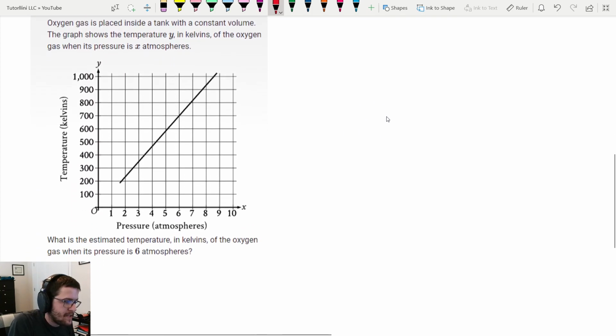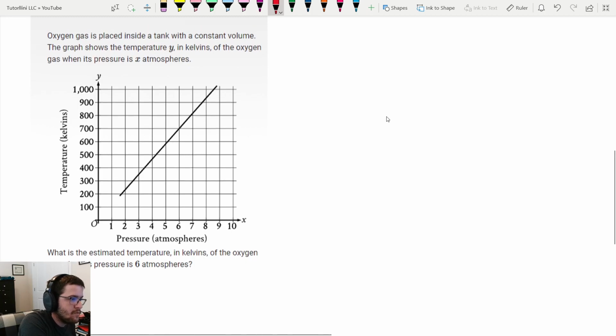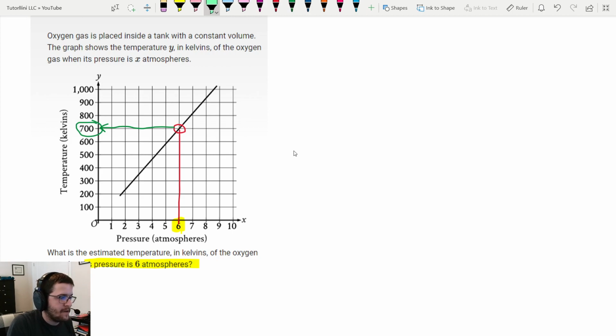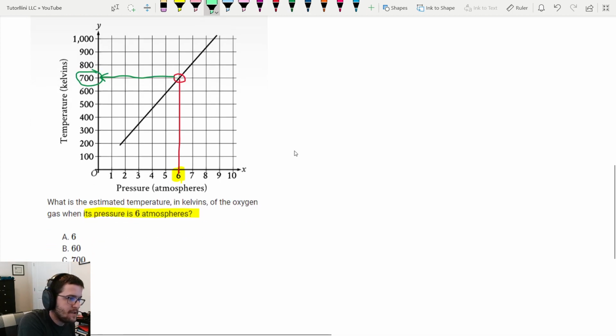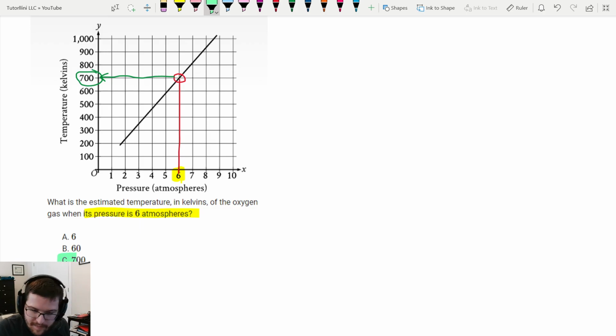Okay, what is the estimated temperature in kelvins when its pressure is 6 atmospheres? Okay, so we're going to go to pressure, that's the x-axis, of 6. And we're going to, with our mind's eye, just look and see, okay, pressure of 6. And now we read out this way to the y-axis. And we get a temperature of 700 kelvins, and that gives us answer choice C.